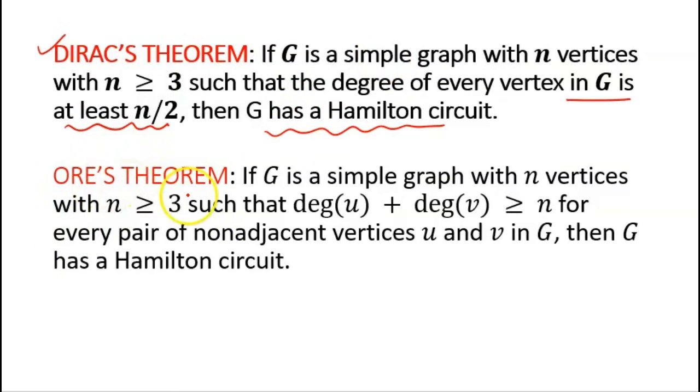Second is Euler's theorem. So what is Euler's theorem? It tells you that if G is a simple graph with n vertices, with n greater than or equal to 3, such that the degree of U plus the degree of V is greater than or equal to n for every pair of non-adjacent vertices, I repeat, non-adjacent vertices U and V in G, then G has a Hamilton circuit. To understand this, let us look at some examples.